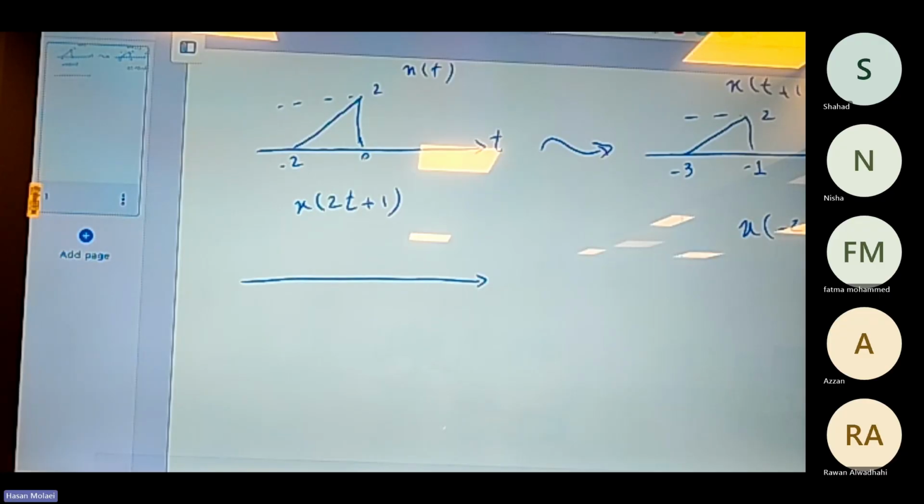How do you do that? Exactly. We divide this scale by this coefficient, 2, which gives minus 3 over 2, minus 1. The amplitude again is not changing. After that, we want x(-2t + 1).